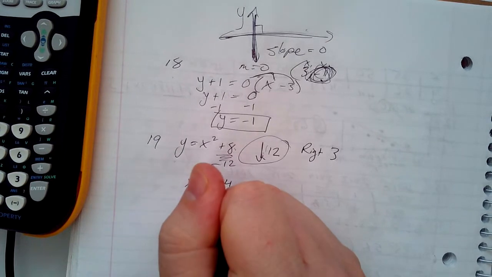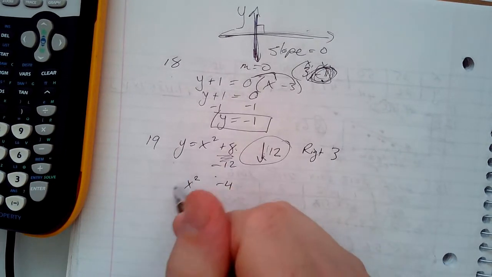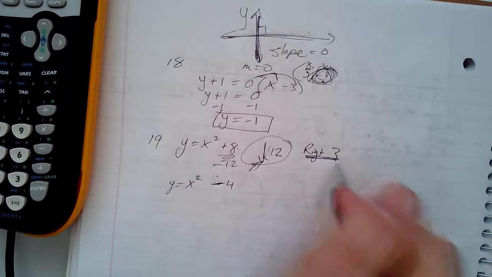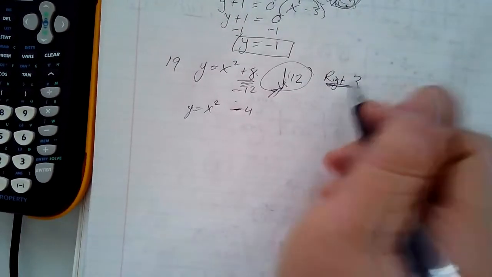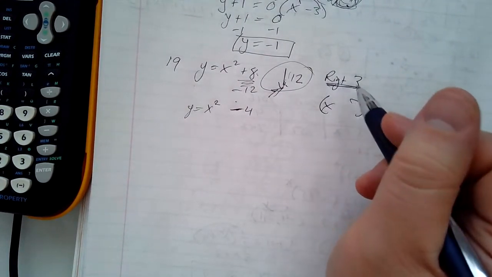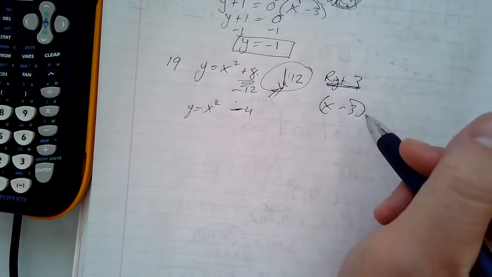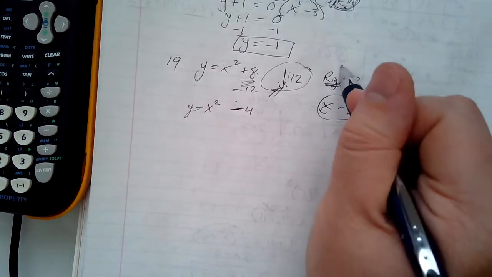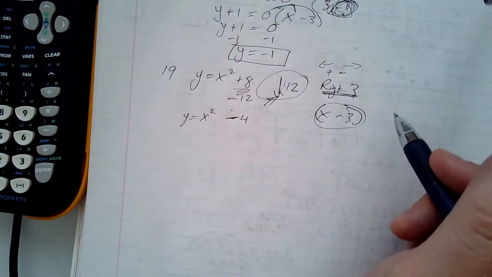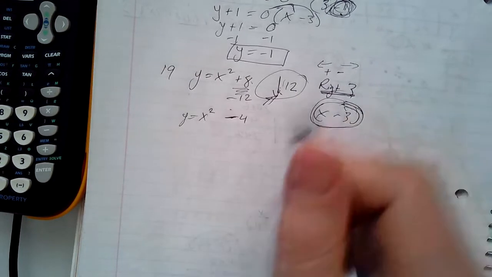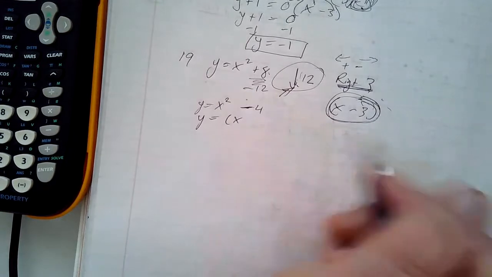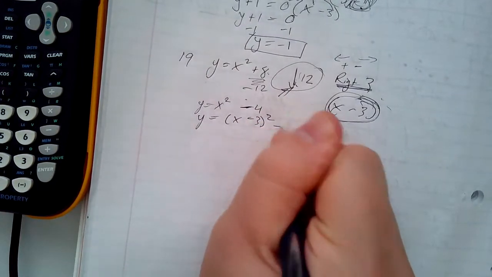And then we have x squared over here. But we've just done that movement so far. x squared minus 4. Now we have to do right 3. Remember, whenever we move left and right, we have to have that inside with x. And right is -3. So we'll have that right there. You remember, right is minus and left is plus. So we'll have that inside with x, and the square will be on the outside. So y is equal to (x minus 3) squared minus 4.